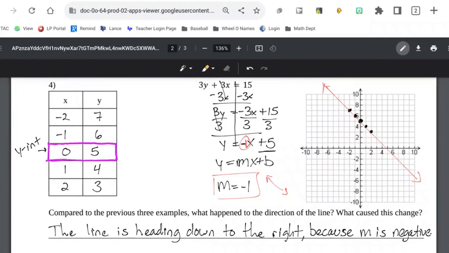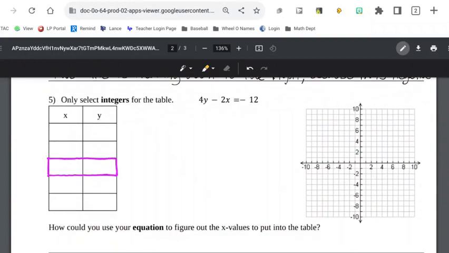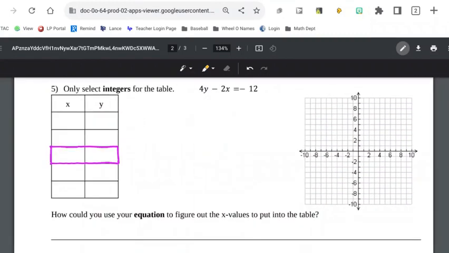Okay, let's go ahead on to number 5. A little foreshadowing says, only select integers for the table. So we're going to see what that means in a second. But first, we need to make sure this is in slope-intercept form, which means we need to get y by itself. So we add 2x to both sides. And we get 2x minus 12. Notice that's a negative 12 there. Then we divide everything by 4.